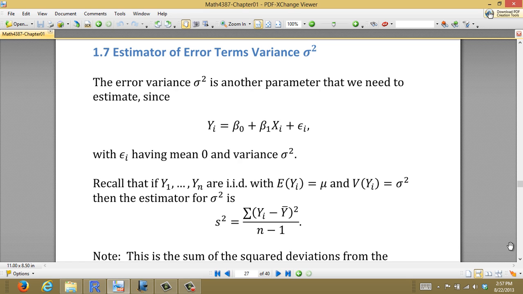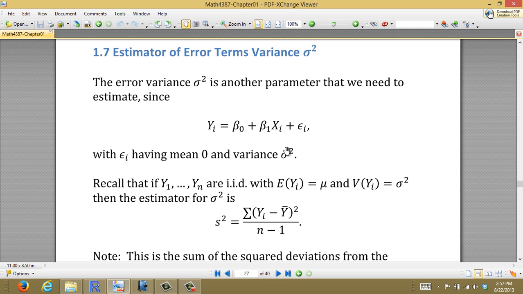So another parameter that we often need to estimate, or in practice always need to estimate when we're doing simple linear regression, is the error variance sigma squared. We know that the errors in our simple linear regression model have mean 0 and variance sigma squared.